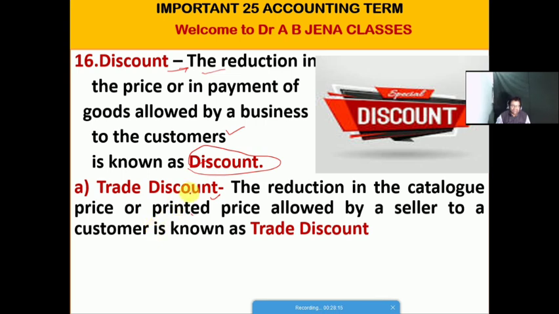The second is the cash discount. First, the trade discount: the reduction in the catalog price or printed price of the product or goods allowed by the seller to a customer is known as a trade discount. Friends, here is one example. Suppose the price of goods is rupees 100 and there is a 10% discount. After the 10% reduction, the net price you will pay to the seller is rupees 90. Now you are clear about the meaning of trade discount.